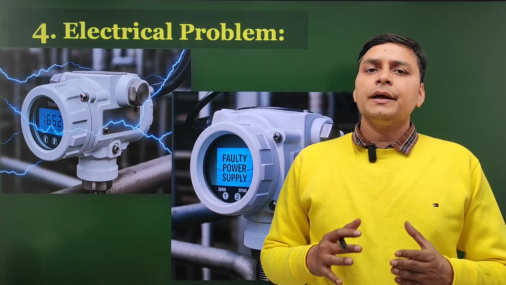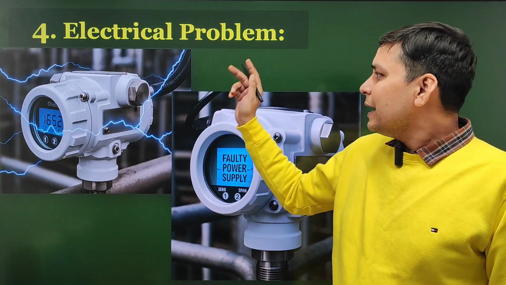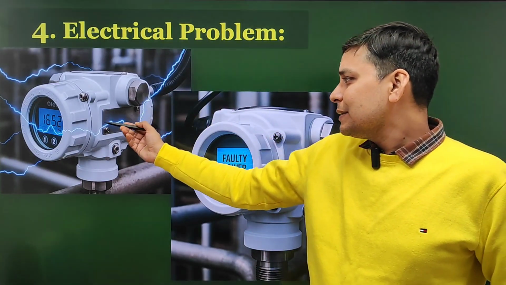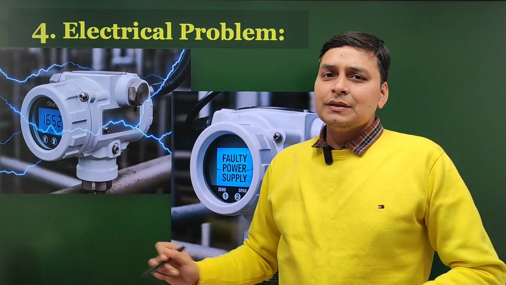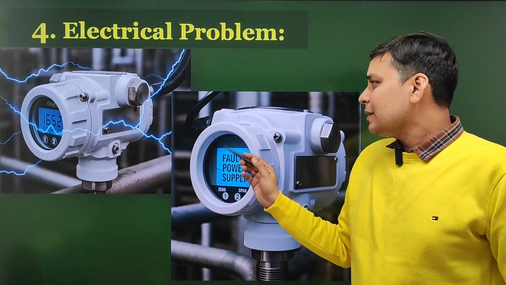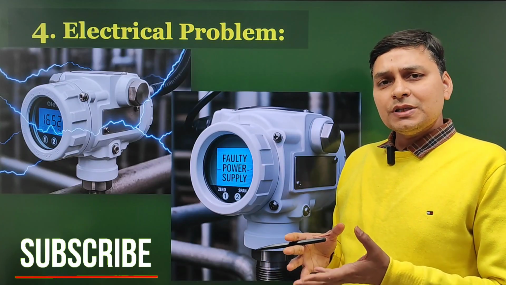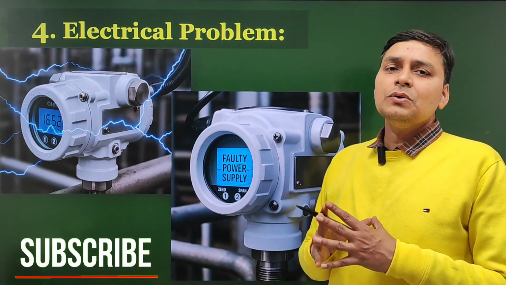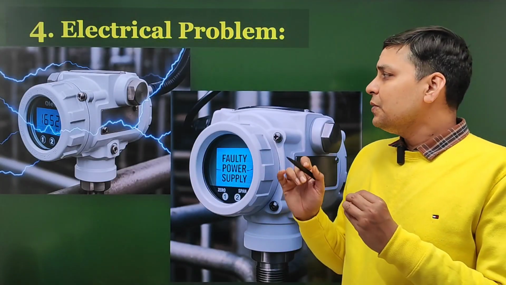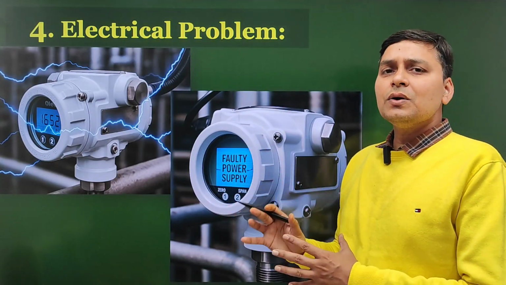The next reason is electrical problem. Due to electrical problems, the transmitter readings may also change, and there may be mainly 3 problems. The first one is interference. Due to interference, the transmitter reading may change. It will show a high reading or low reading. The second one is a faulty power supply. Due to a faulty power supply, the transmitter reading may also change. The third one is a loose wire. If transmitter connections or terminations are loose due to vibrations or any other reason, in that case also the transmitter will show a high reading or low reading.